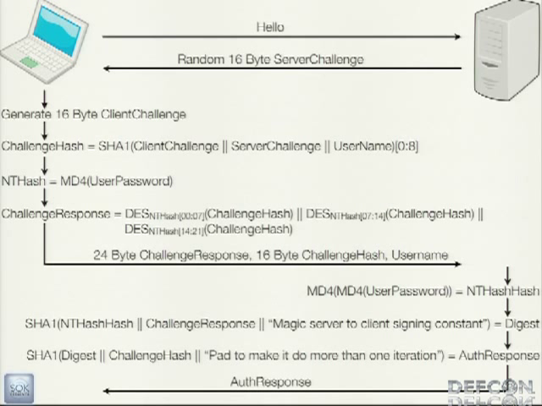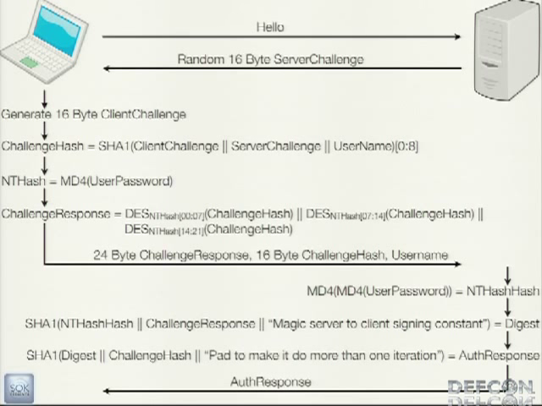All right, client sends hello. Server sends back a 16-byte random challenge. The client generates its own 16-byte random challenge. Calculates SHA-1 of the server's challenge, the client's challenge, and the username. Calculates the NT hash of the user's password. And then calculates the challenge response by encrypting the challenge hash 3 different times with 3 different DES keys, which are different sections of the NT hash of the user's password.